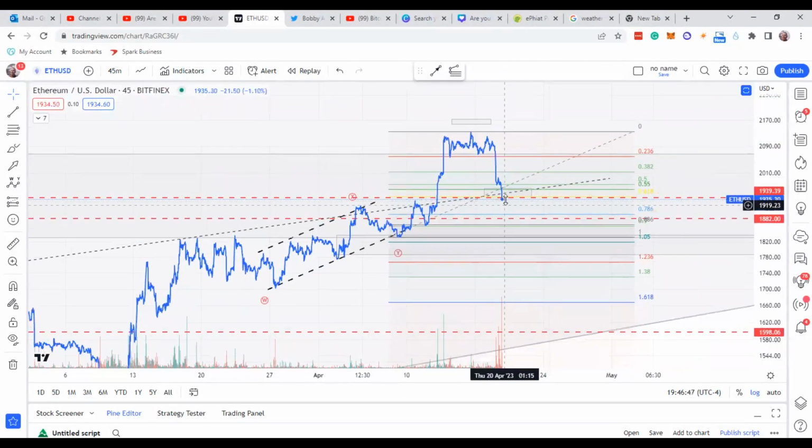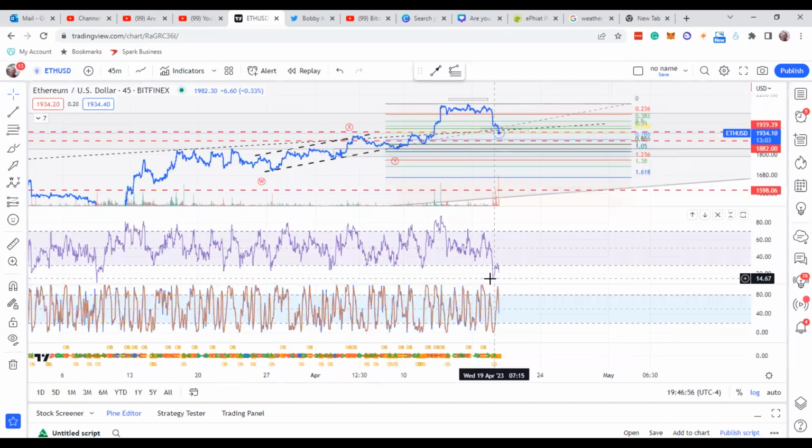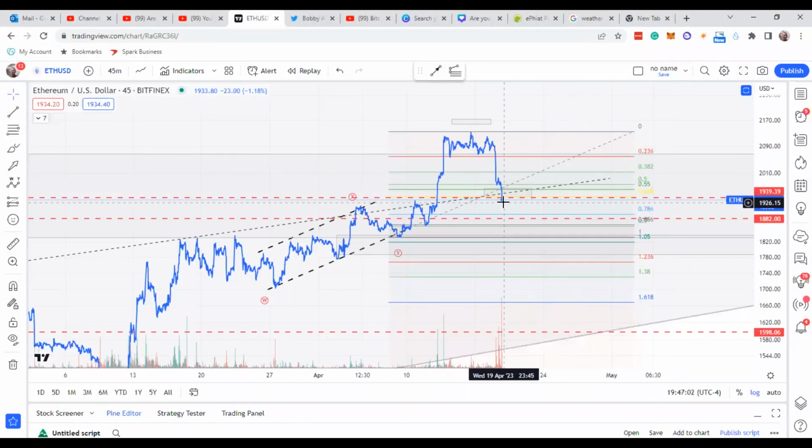But basically, the reason I was saying that 1895, 1890 area is going to be an area that it could get down there. I don't think it's going to get down there because it's pretty deep down here, guys. And then you can see that divergence right there. So it's definitely slowing up in this area.